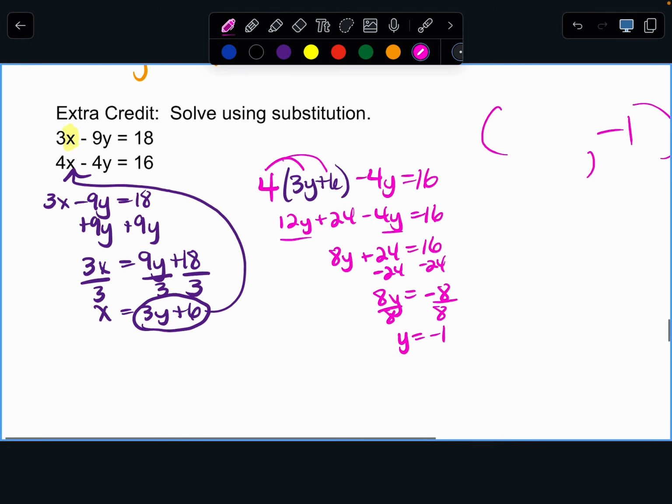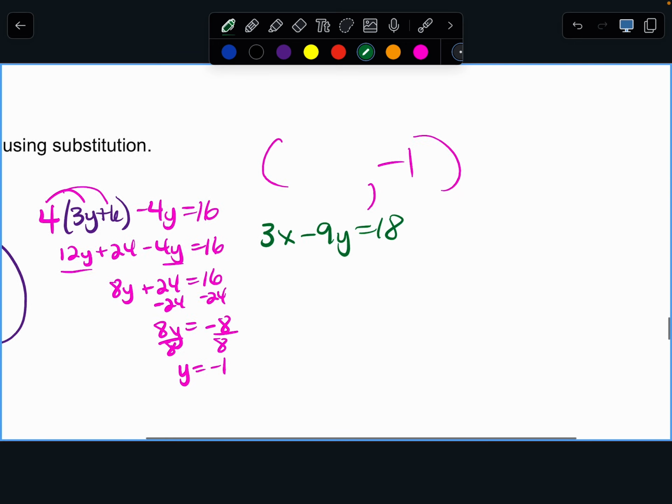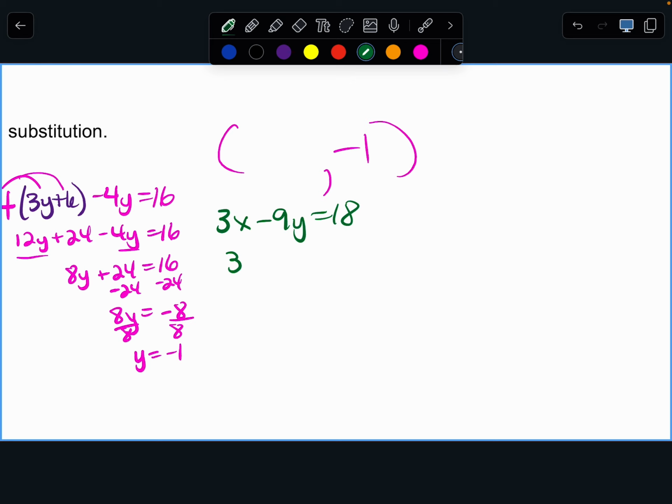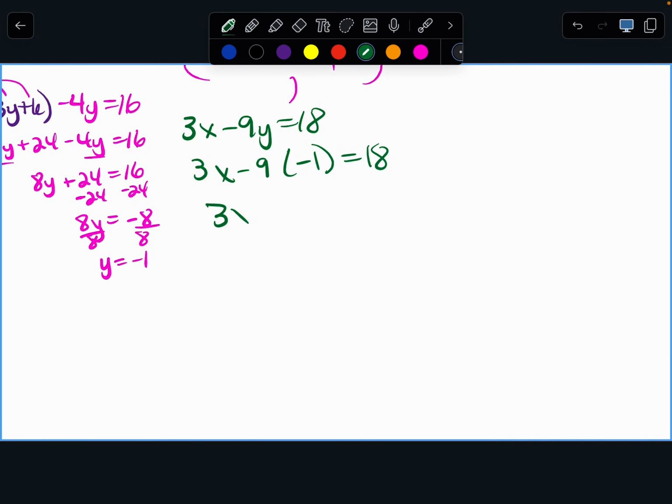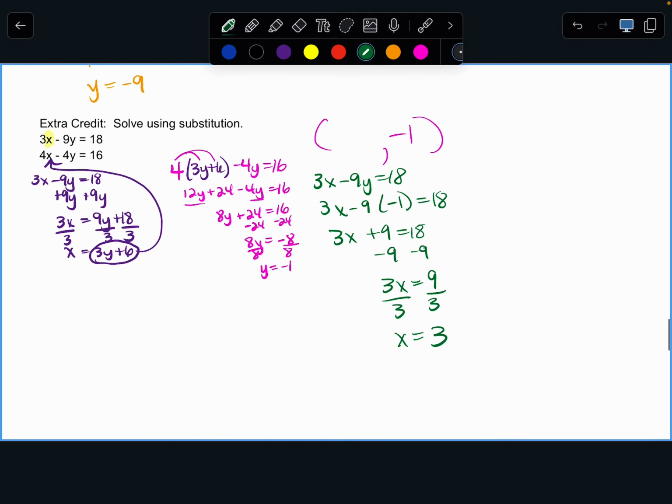I need to find my x value. It doesn't matter which one you plug it into. I'm just going to plug it into the first one. So 3x minus 9 times negative 1 equals 18. Negative times a negative is a positive. I subtract 9 from both sides. I get 3x equals 9. Divide by 3 on both sides and get x equals 3. And there you have it.